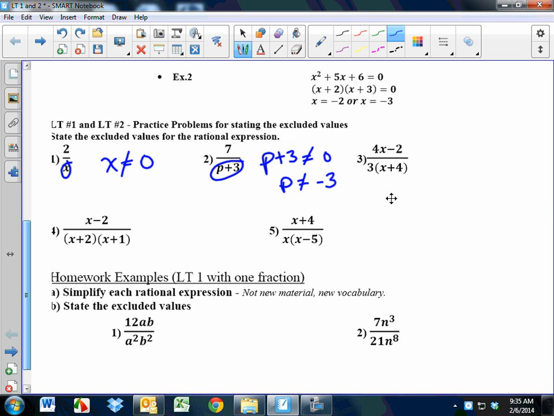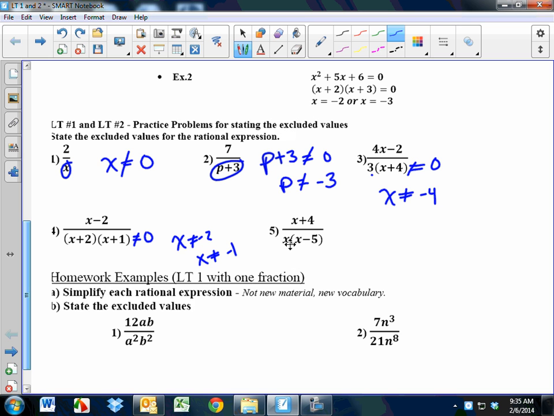So if we look at number 3, 3 times x plus 4, if you think about that denominator not equaling 0, then 3 will never equal 0. But x plus 4, if we use the zero product property, an x value of negative 4, when you add 4 to it, would make 0, so x cannot be negative 4. And similarly, number 4 down here, x plus 2 and x plus 1, that denominator cannot equal 0. So the zero product property would say, all right, well, x cannot be negative 2 and x cannot be negative 1.